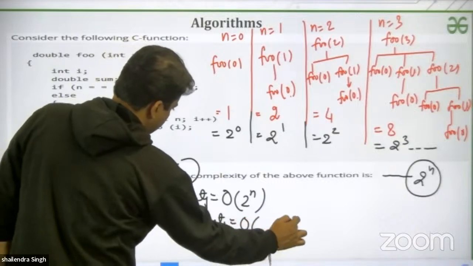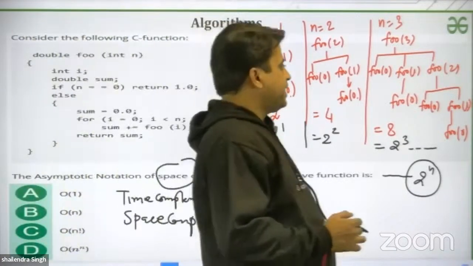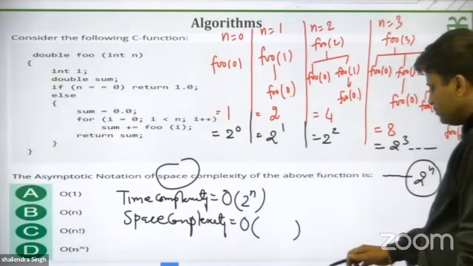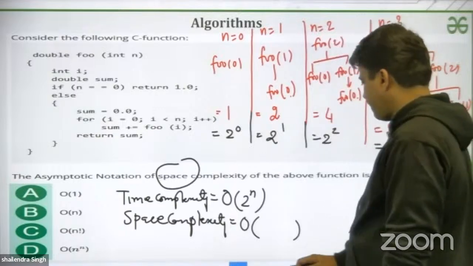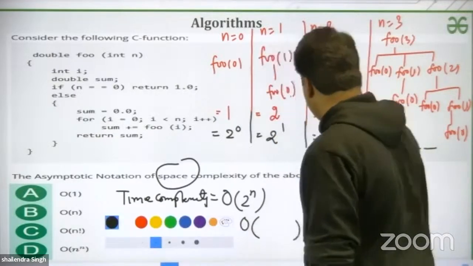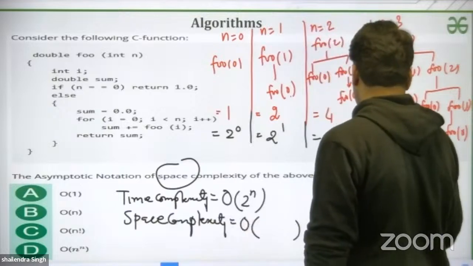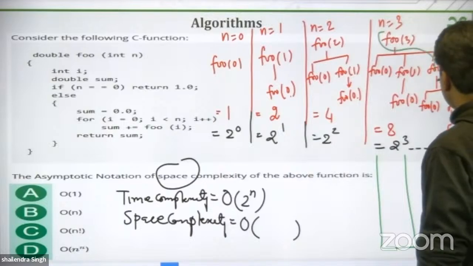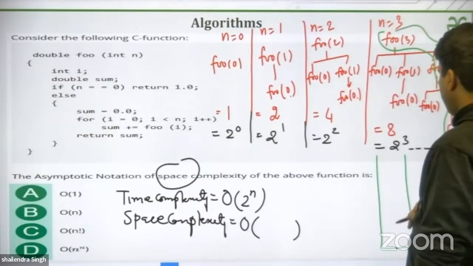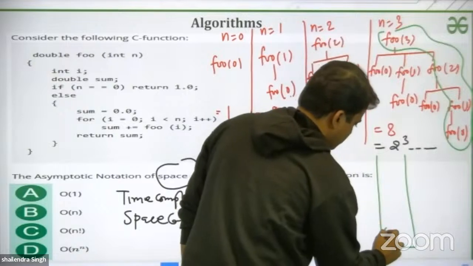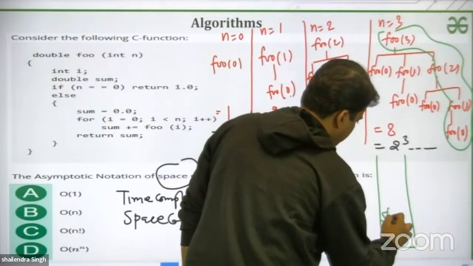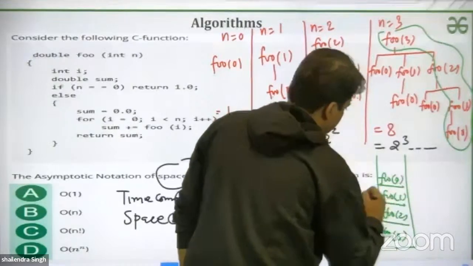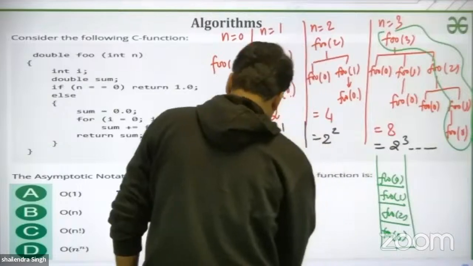And space complexity equals what? Maximum number of functions in the stack at a particular time. So dear student, how many functions will be in the stack at maximum? This portion will be your stack, so these are the maximum number of functions in the stack, right? foo(3) is calling foo(2), and foo(2) is calling foo(1), and foo(1) is calling foo(0). So this many functions in the stack is the maximum, this will be the result, right?